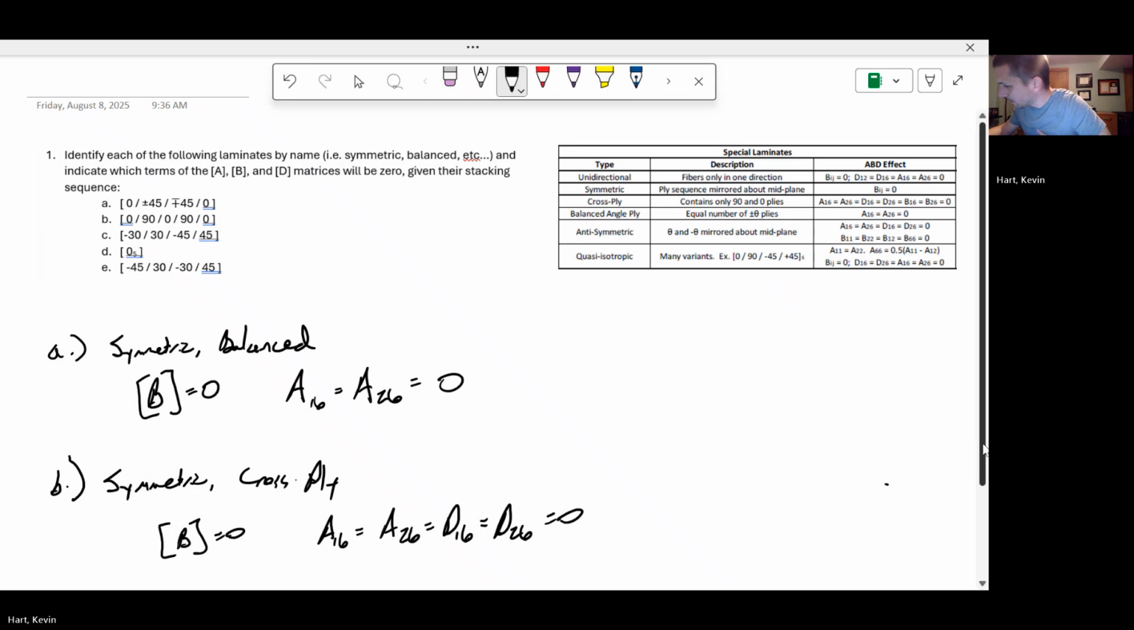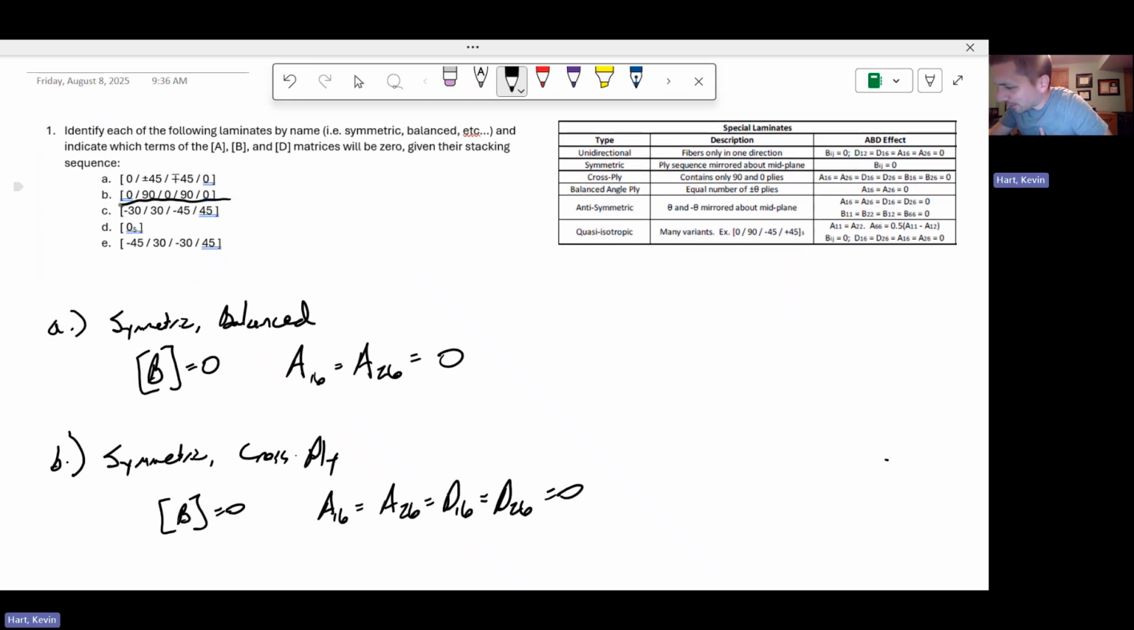Moving on. Negative 30, 30, negative 45, 45. This one's kind of wild, so let's think about it. Is this symmetric? Well, no. The middle of this guy has a 30 here and a minus 45 here, so it's definitely not symmetric about the midplane. But we do have an equal number of plus and minus plies: an equal number of minus 30 and plus 30, and minus 45 and plus 45. So this is only going to be balanced, which is an equal number of plus and minus theta plies, and the only thing we'll see here is A16 and A26 are 0.